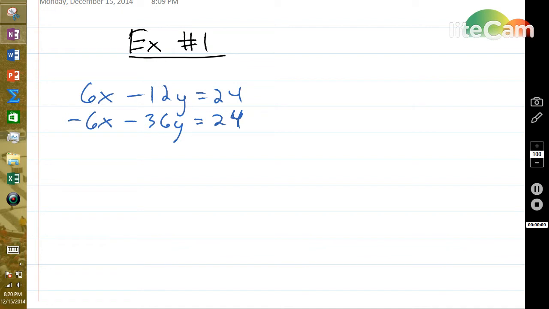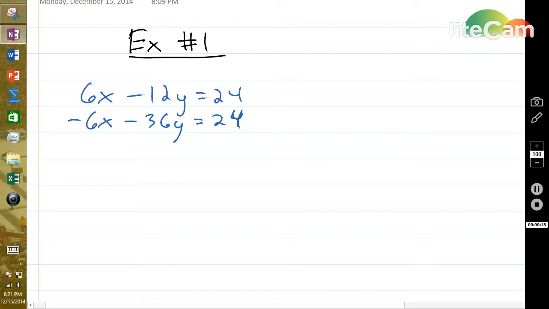To solve a system of equations using elimination, the equations must be in standard form. The goal of this method is to eliminate, or get rid of, one of the variables so that we can solve for the other variable. We do this by adding terms with opposite coefficients.